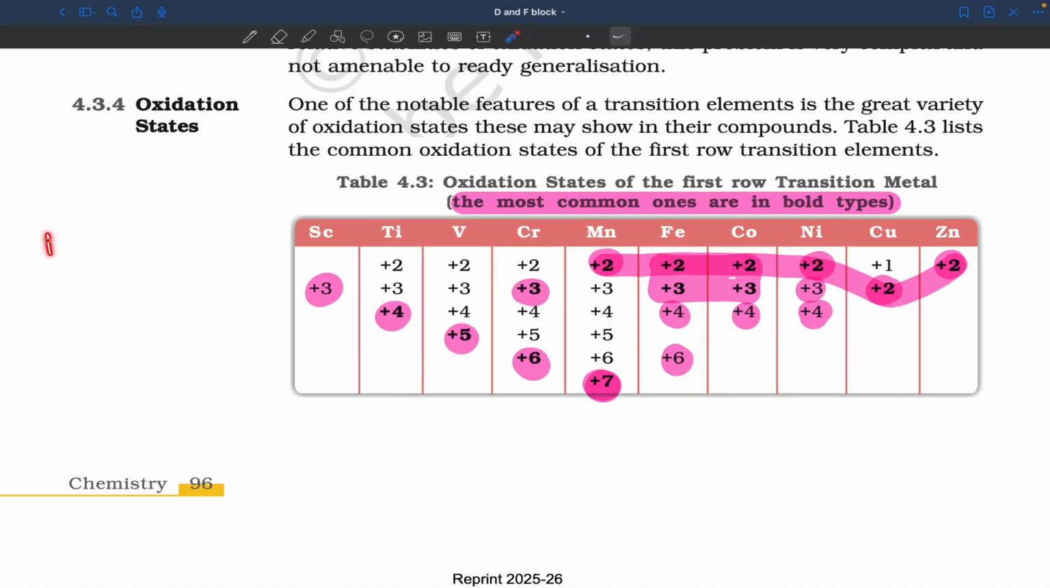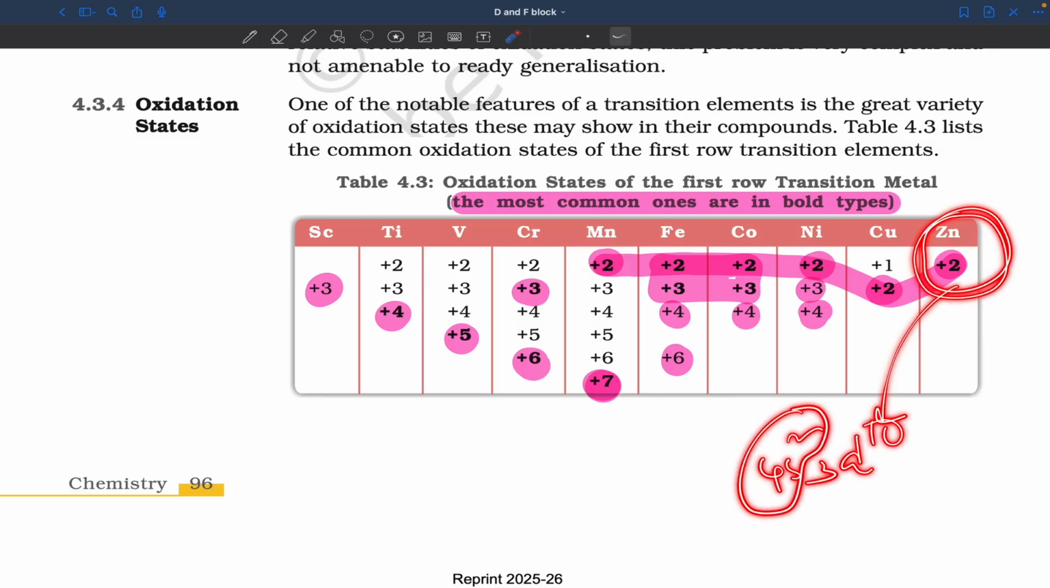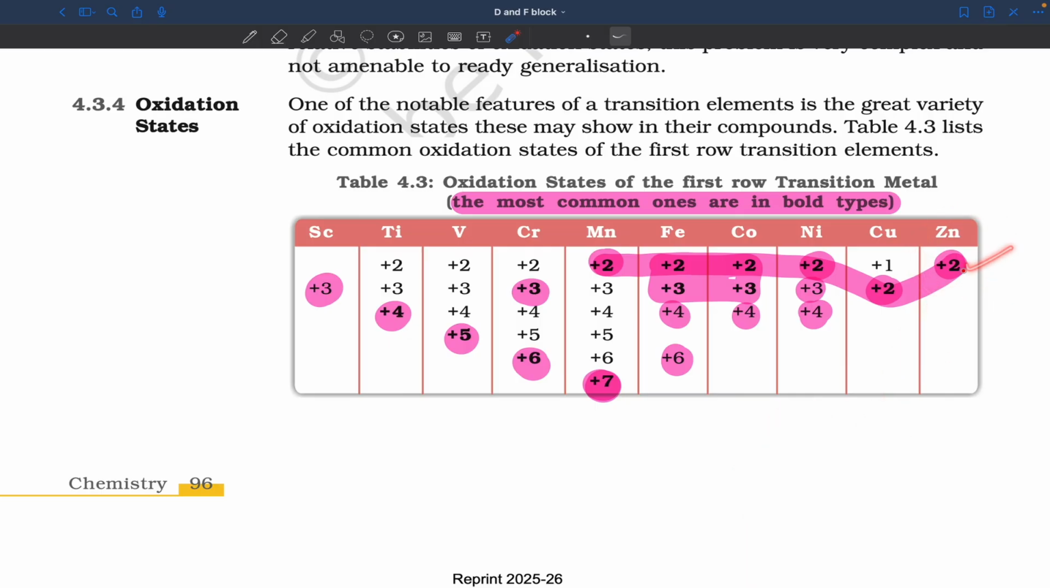Look at the NEET questions here. Why does zinc exhibit only +2 oxidation number? Because it has d10 configuration with 4s2 electrons. So it loses only 2 electrons and still it has got d10 configuration. That's why it shows only +2 oxidation number. That is why zinc is not placed among transition elements. It's a member of the d block elements, but it is not a transition metal.